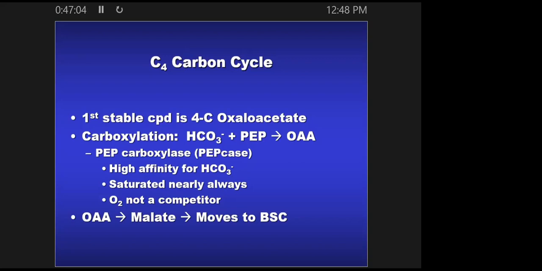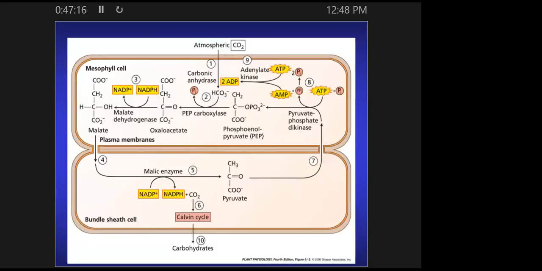Okay, so let's see. This next slide shows the details of oxaloacetate showing up first and then malate. So I'll show you that. Here you have the CO2 again up top on the image coming in and reacting with that 3-carbon PEP with the help of PEP carboxylase, and you get that 4-carbon oxaloacetic acid.